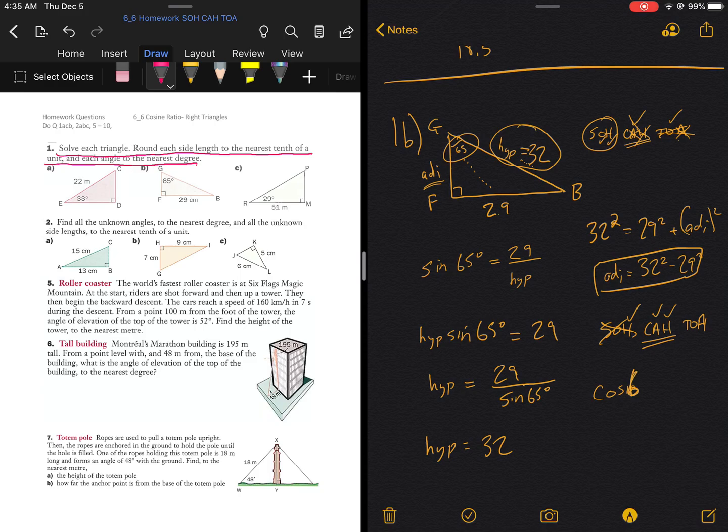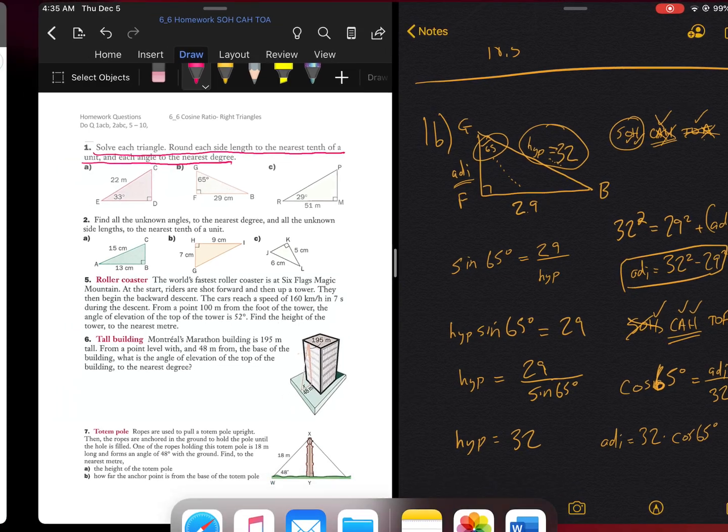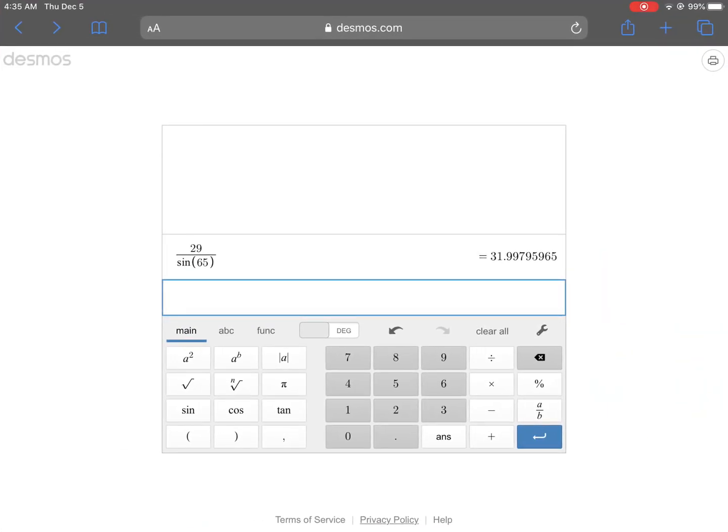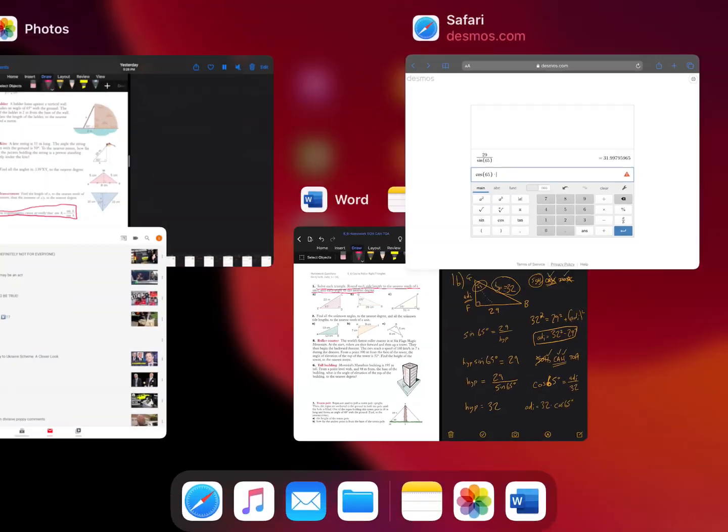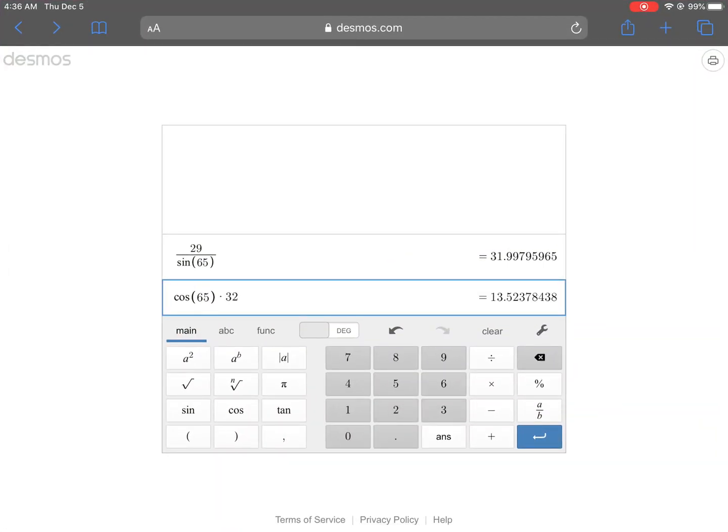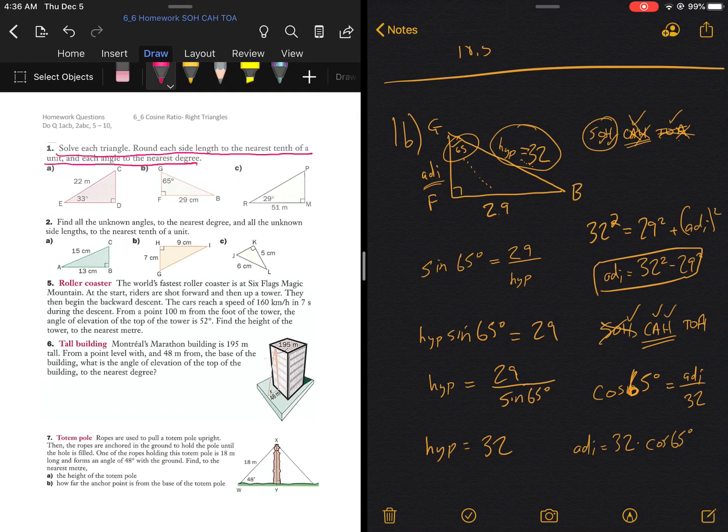Cosine of 65 degrees equals adjacent over hypotenuse, which is 32. So adjacent is equal to 32 times cos of 65 degrees. Let's do that. 32 times cos of 65 equals 13.5. Adjacent equals 13.5.